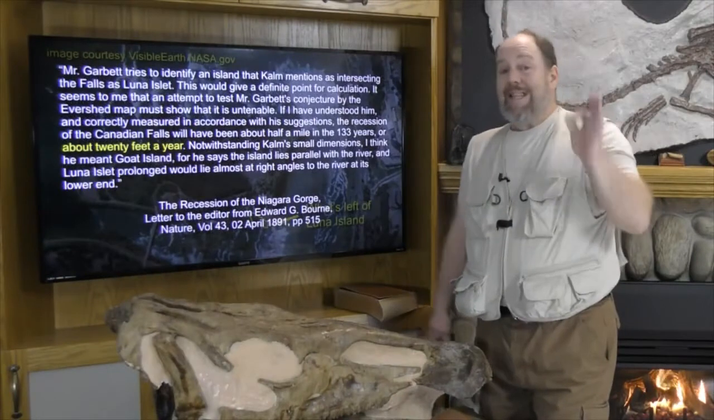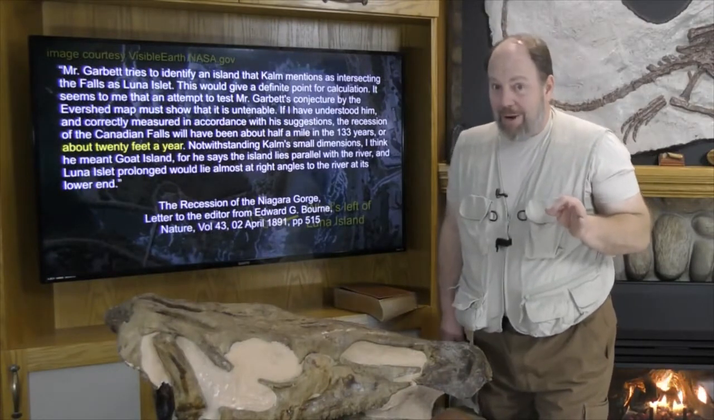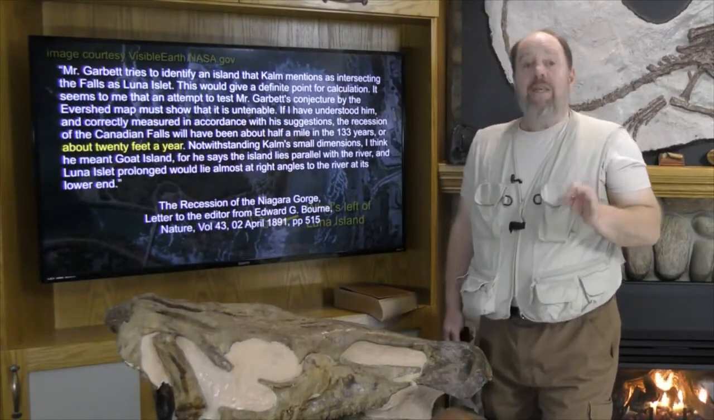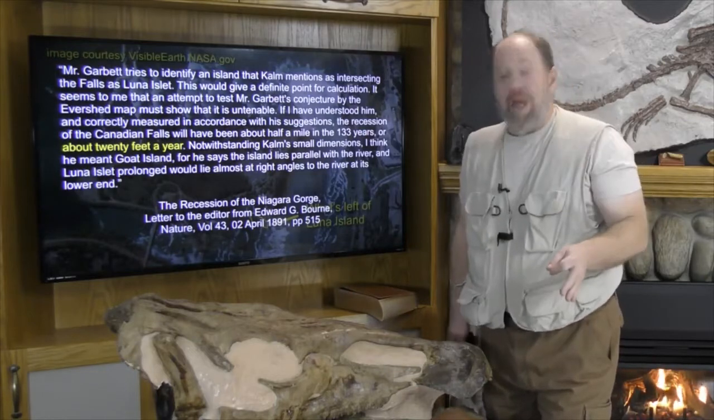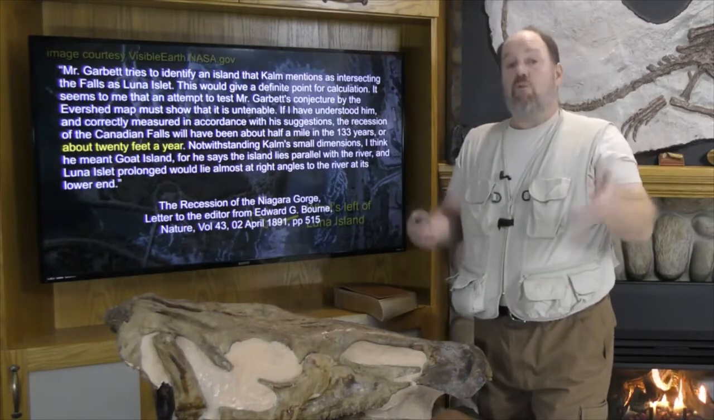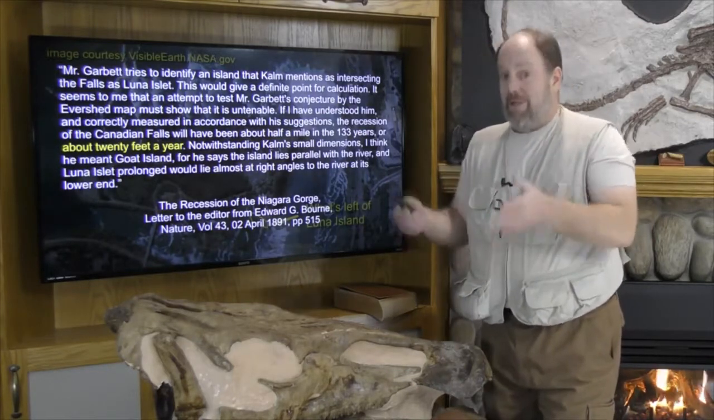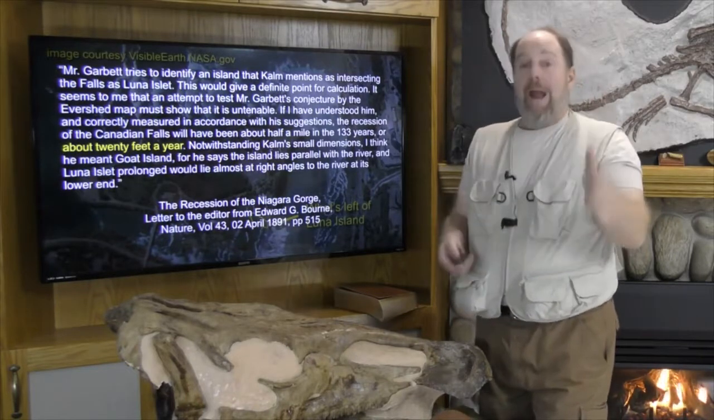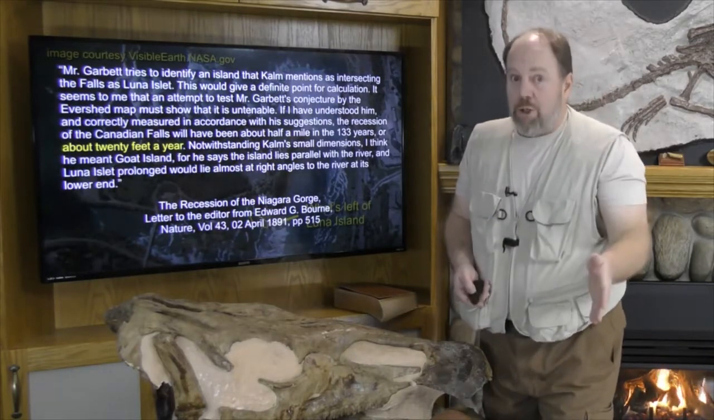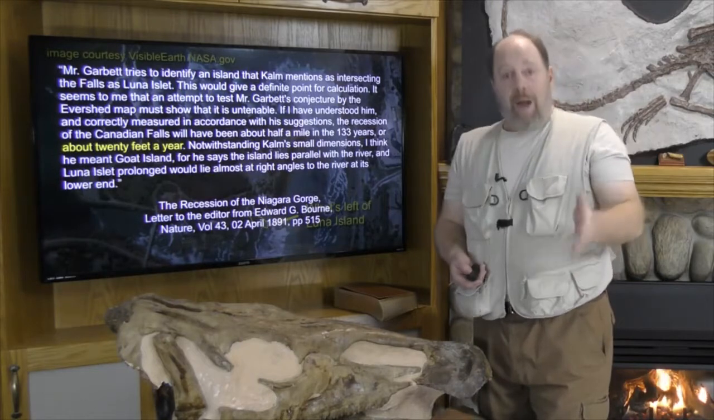That is all exactly what I'm trying to show here. Luna Island is the island that divided the falls, and yes, it would lie at almost right angles to the upper river at its lower end, but almost parallel to the river in the gorge. He did not mean Goat Island.